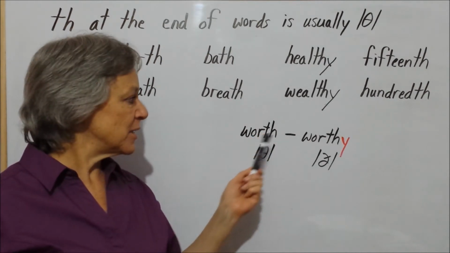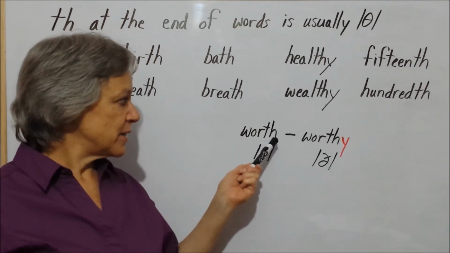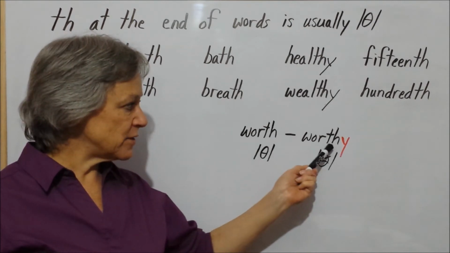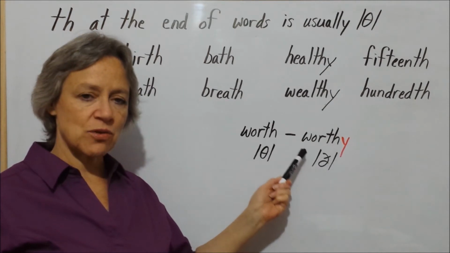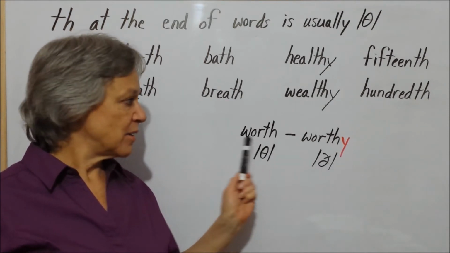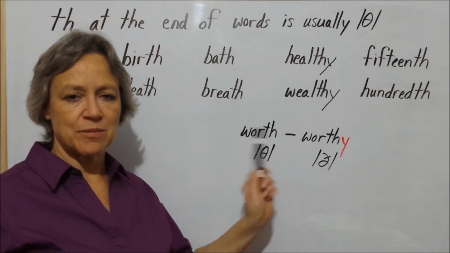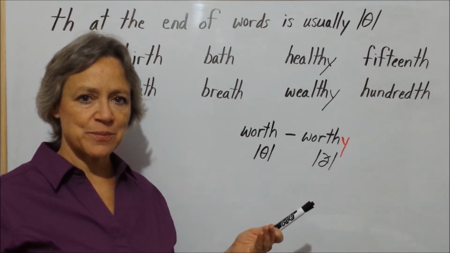However, there's an exception. This is the exception. This word is worth. The TH is the voiceless TH. But when I add a Y to this word, the TH changes and it becomes voiced. So this is worthy. Worth, worthy. But usually when we add a Y, the TH remains voiceless.